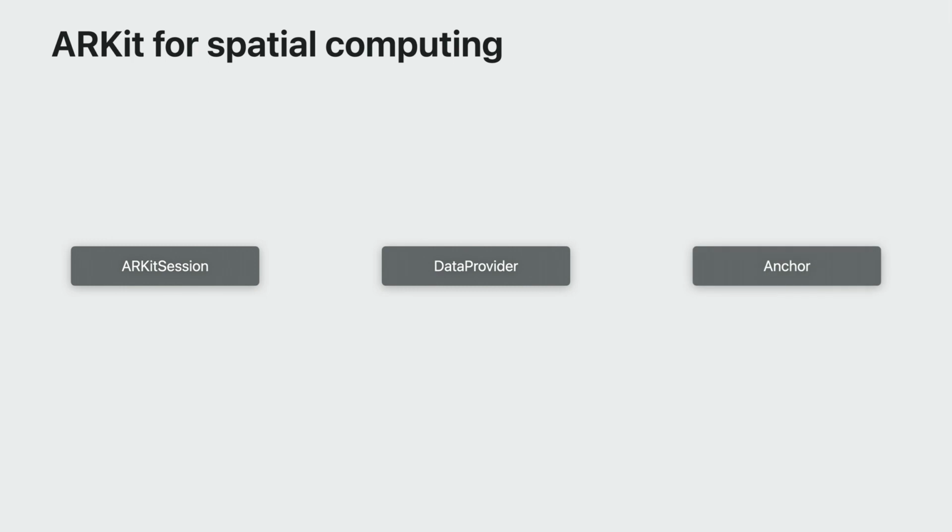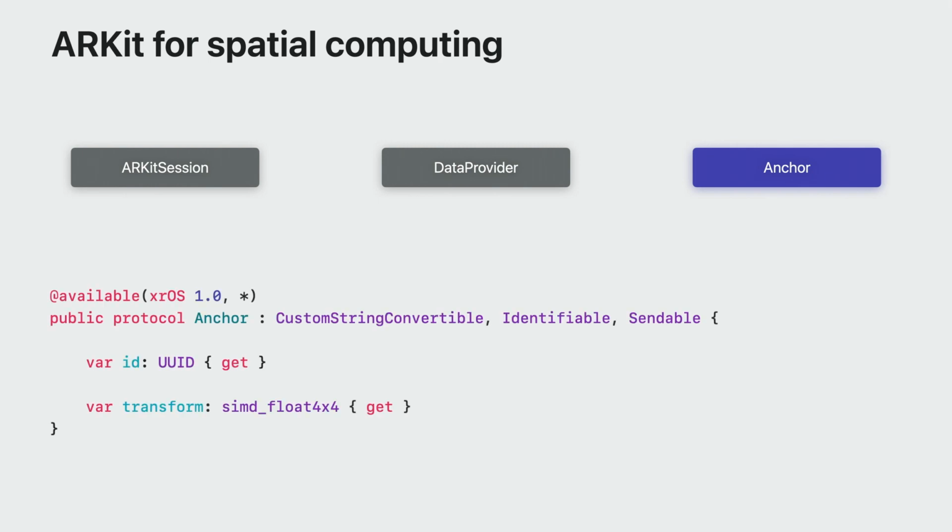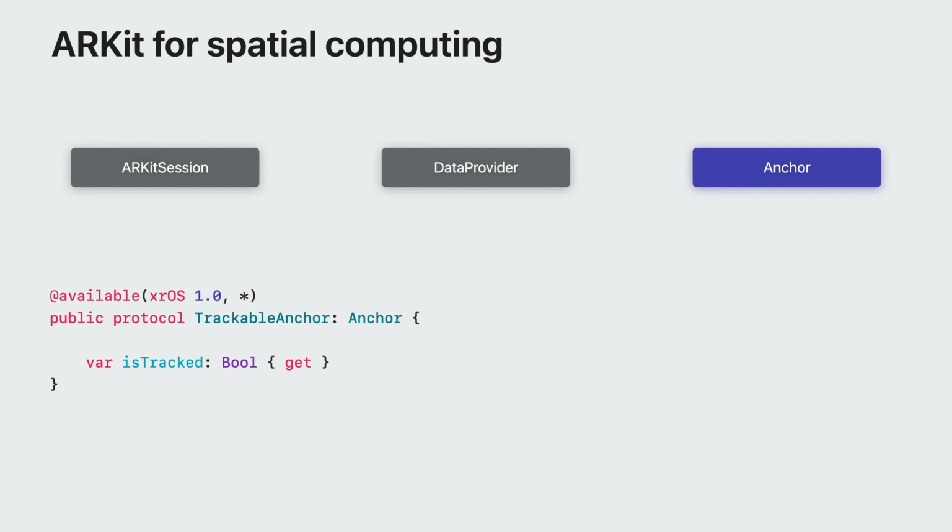The API consists of three fundamental building blocks: sessions, data providers, and anchors. Let's begin with anchors and then work our way back up to sessions. An anchor represents a position and orientation in the real world. All anchors include a unique identifier as well as a transform. Some types of anchors are also trackable. When a trackable anchor is not being tracked, you should hide any virtual content that you've anchored with it.